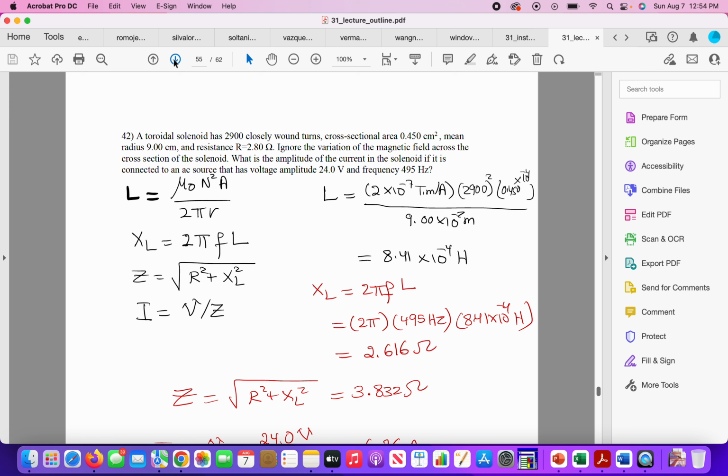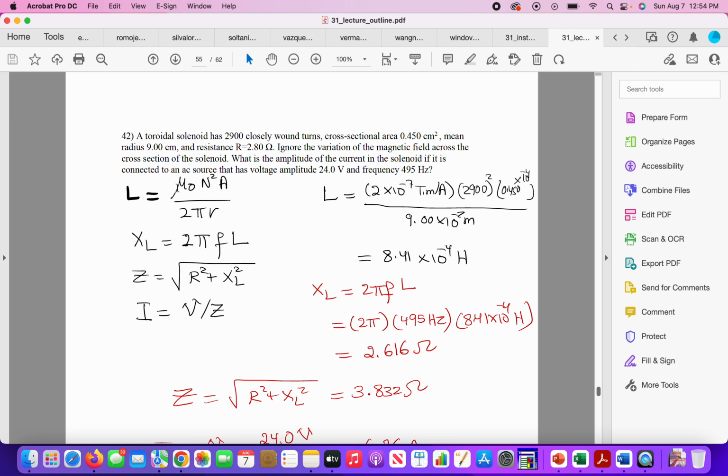Ignore the variation of the magnetic field across the cross-section of the solenoid. What is the amplitude of the current in the solenoid if it is connected to an AC source that has voltage amplitude 24 volts and a frequency of 495 hertz? Again, I need first to calculate L here. I think the sentence is not complete, but of course it is connected to this resistor.